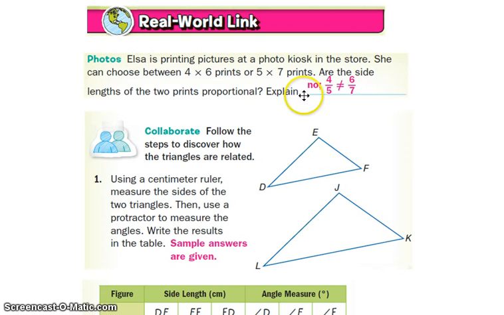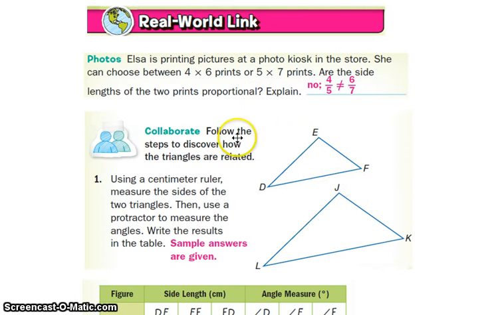They give you the first problem right here. It says Elsa is printing pictures at a photo kiosk in the store. She can choose between 4x6 prints or 5x7 prints. Are the side lengths of the two prints proportional? Well, they're not proportional because if you take the corresponding sides, 4 and 5 go together, 4 and 5 make 4/5. 6 and 7 make 6/7. They're not the same fractions. They don't reduce to be equivalent. So therefore, the two prints are not proportional.